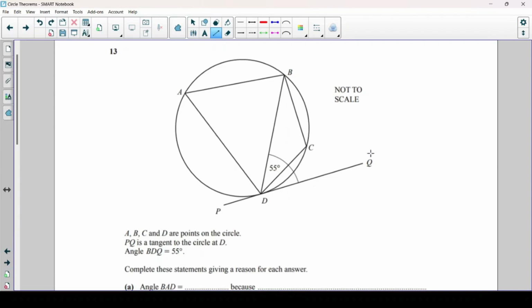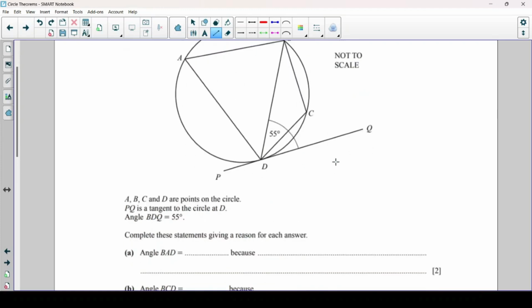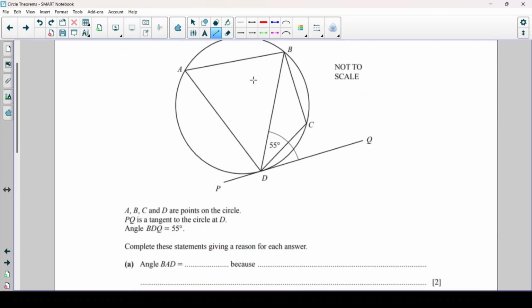In this question, we've got a tangent again. We've got triangles connected to the tangent. So alternate segment theorem probably for at least some of these. Our angle BAD is what we're asked for first. Okay, let's connect up that triangle. Let's draw in the tangent as well.